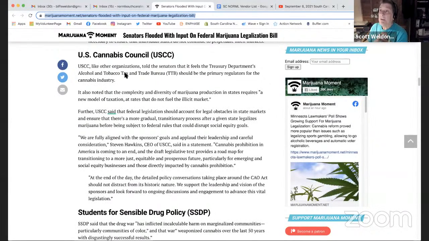U.S. Cannabis Council, now what they're talking about a little bit is like other organizations. They told the senators that they feel the Treasury Department, the Alcohol and Tobacco Tax and Trade Bureau, the TTB, should be the primary regulators of the cannabis industry. So, where today we've got the DEA in control, and I think they've been talking about having the FDA, but really the TTB is probably the more appropriate regulatory body. It's noted that the complexity of diverse marijuana production in the states requires a new model for taxation at rates that do not fuel the illicit market.